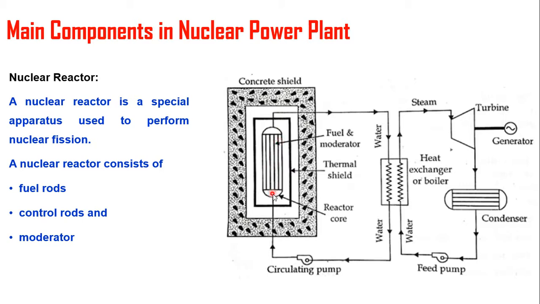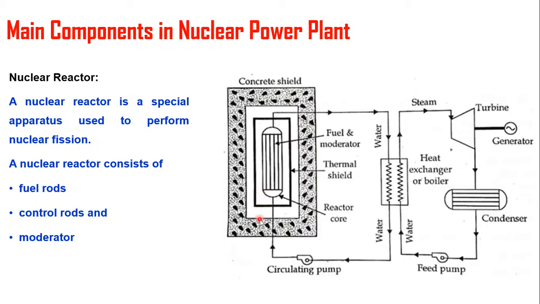So a nuclear reactor consists of fuel rods. Here the fuel rods are there, control rods also, and moderator. A fuel rod contains small round fuel pellets, uranium or thorium. Control rods are of cadmium, which absorbs neutrons. So this controlling operation will be done by these control rods. These are made up of cadmium.